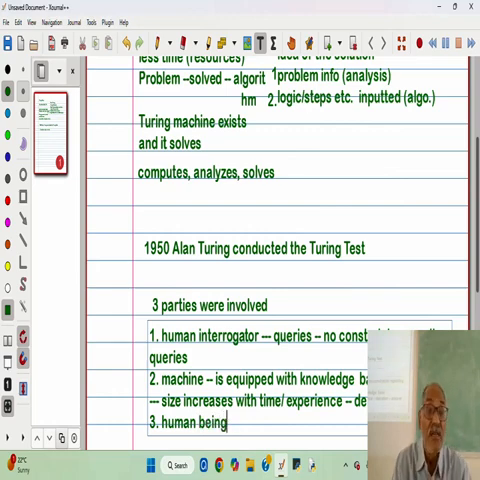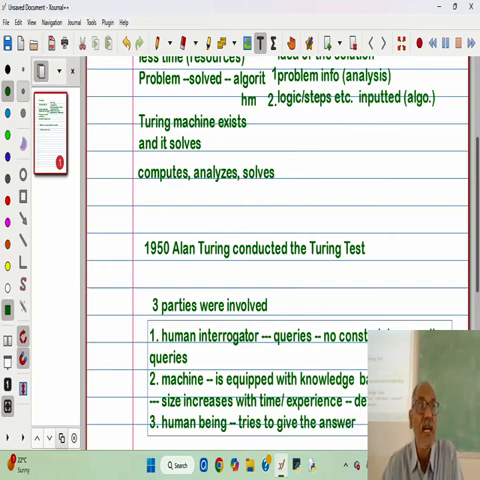Now a question can be asked. You please look at the first party, the human interrogator. He would be posing the question. But what is this human being? Are you with me? It is able to give the answer. It would be responding to the query of the human interrogator. It also tries to give the answer. Which one? The third party.